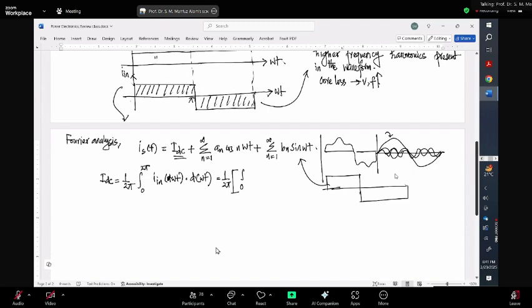the value, it would be what? Suppose this is my positive I naught, and this is my negative I naught. So from 0 to pi, it should be I naught multiplied by d of omega t. And from pi to 2 pi, it would be minus I naught, d omega t. So what should be the average value then? It should be 0, right?